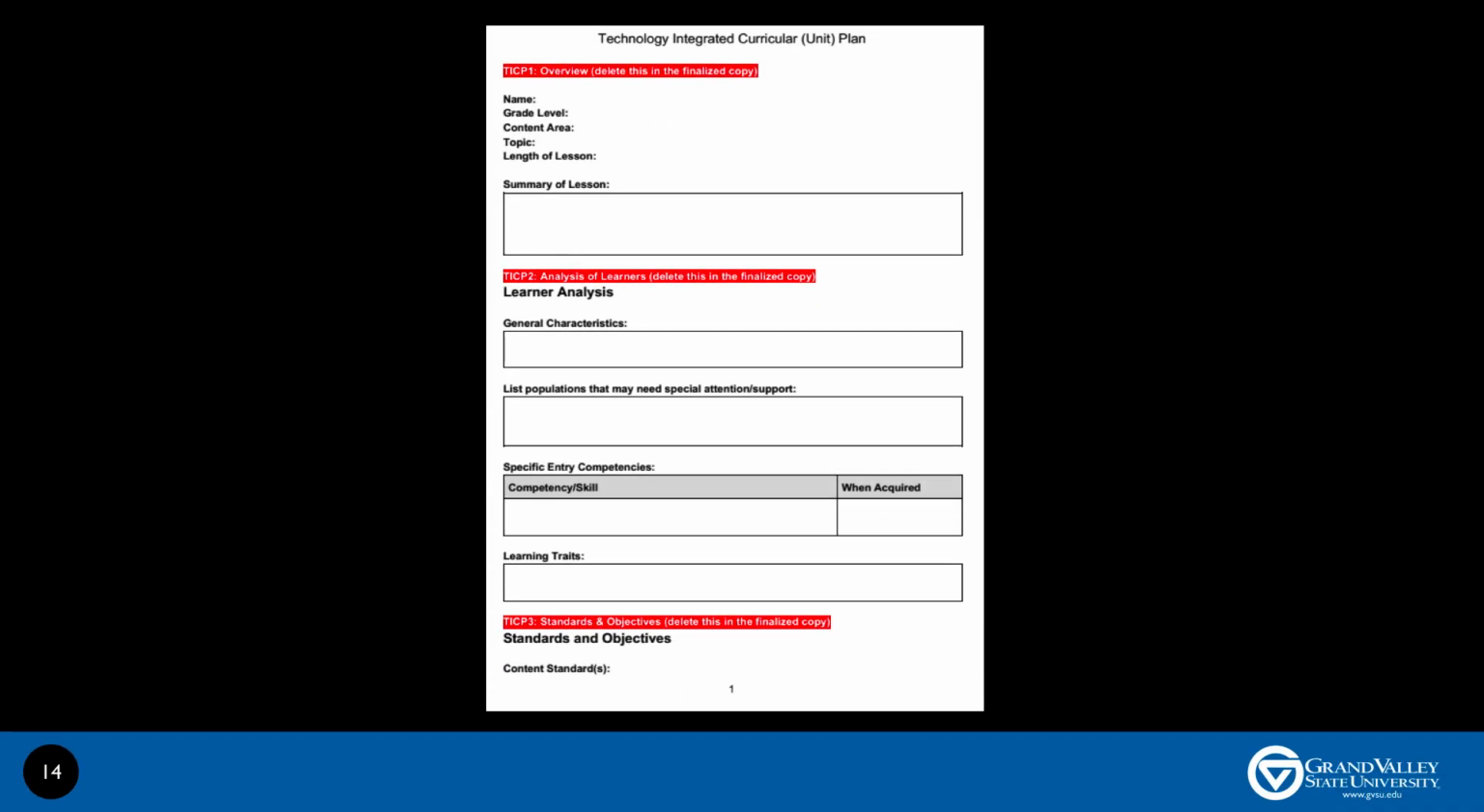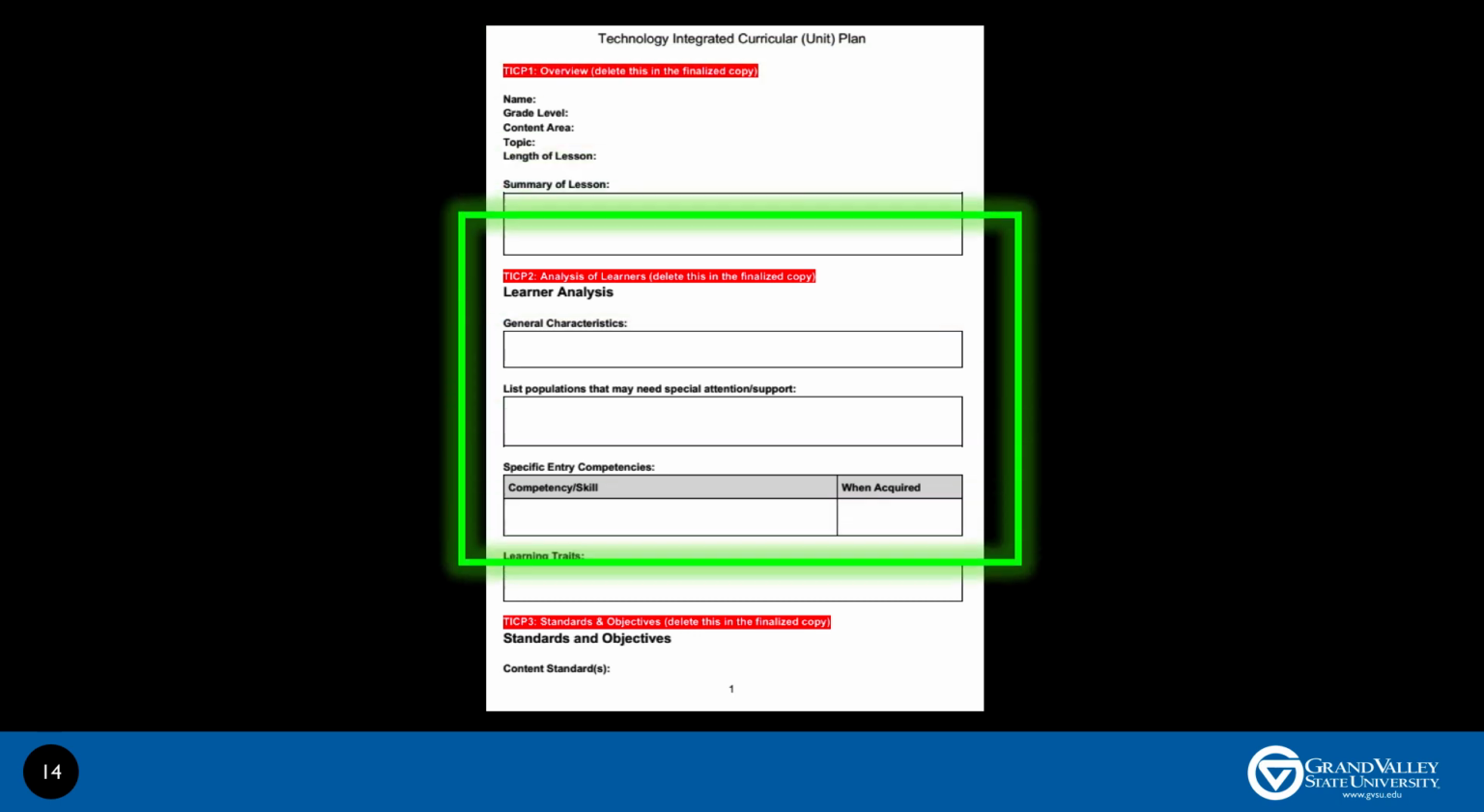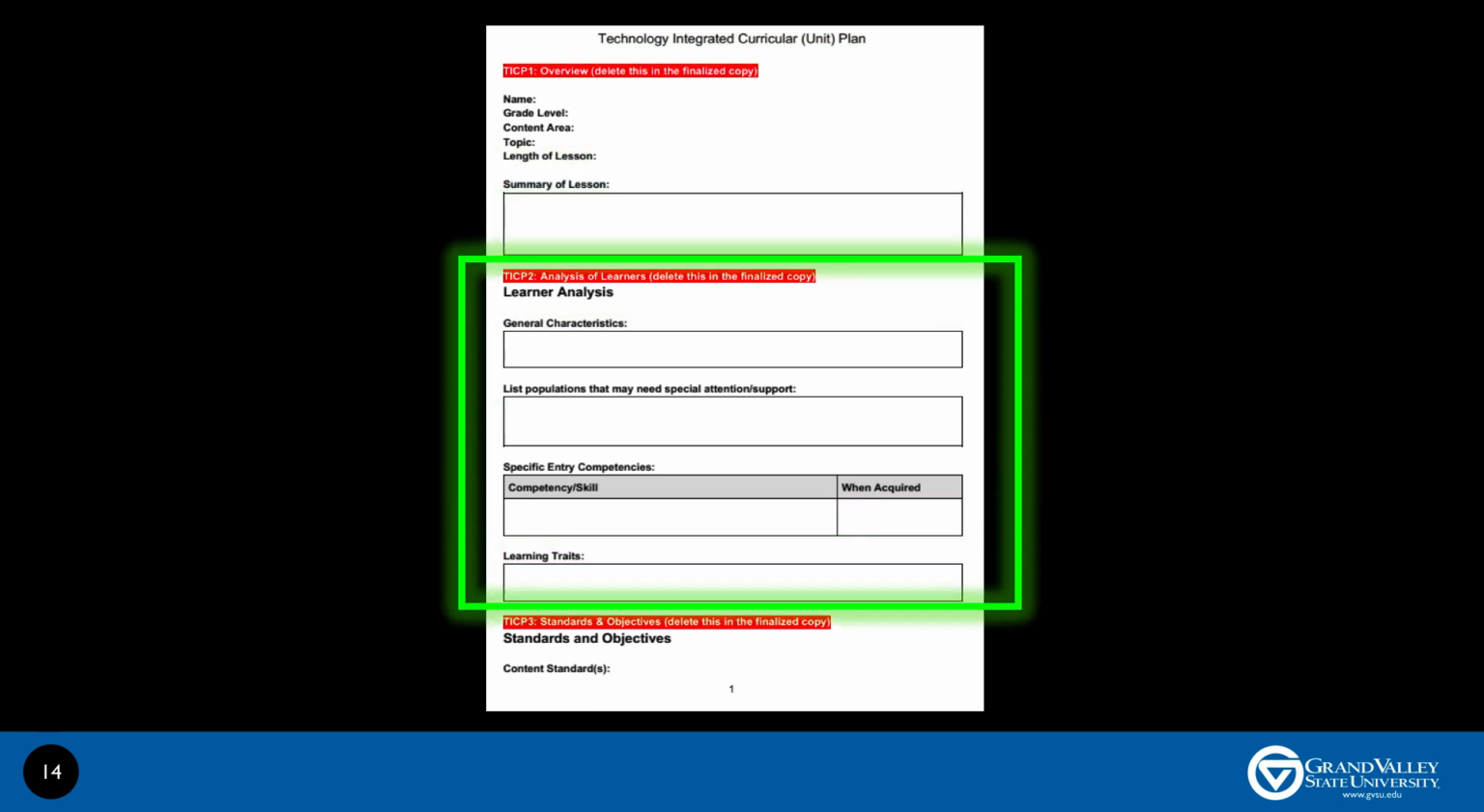This completes the second milestone of the TICP. You may look at more examples of this section of the TICP in the samples provided in the TICP companion website.